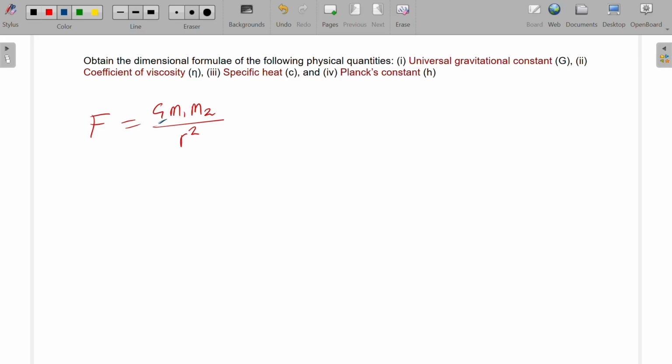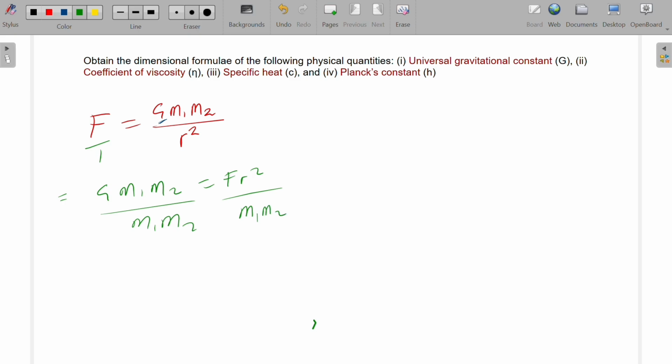So the first step we'll take is make G the subject of the formula. So let's quickly do that. This is like over 1, so we cross multiply. When we do that, we're going to have G M1 M2 equal to F multiplied by R squared. Since we're making G the subject, we're going to divide by M1 M2. Here we're also doing the same on the other side. We have M1 M2 there.